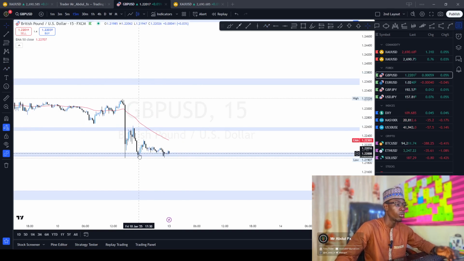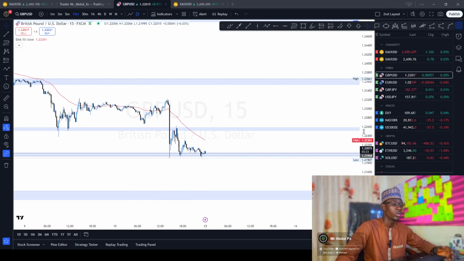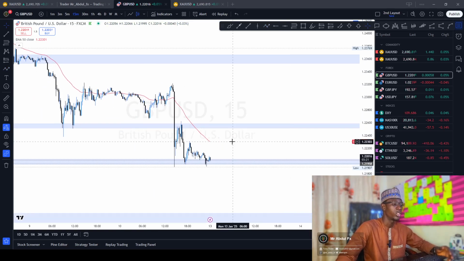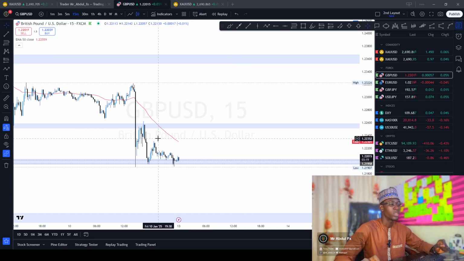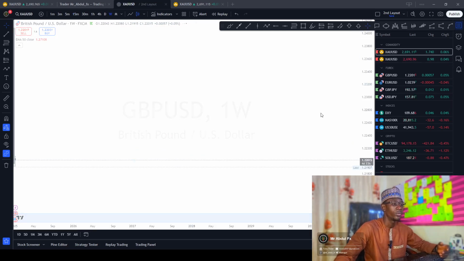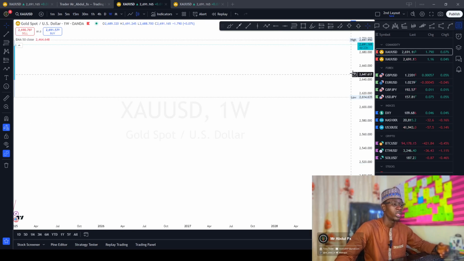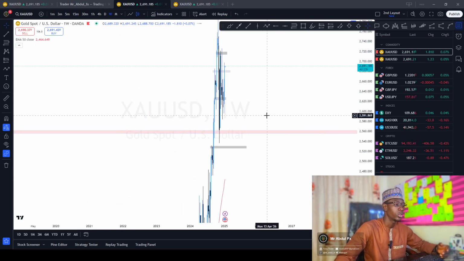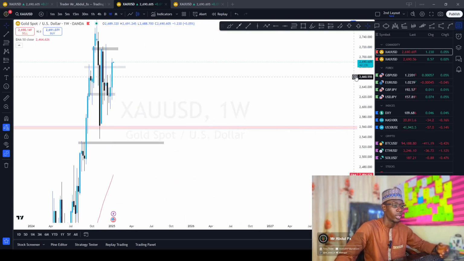So that will be all for GBP USD. I don't mostly trade the GBP USD, so I'm not in sync with the GBP USD. What I am good at is gold, so we are going to gold right now and see where we are. I will start from the weekly time frame on gold. We have already opened the market, as you can see. It is 12 a.m.